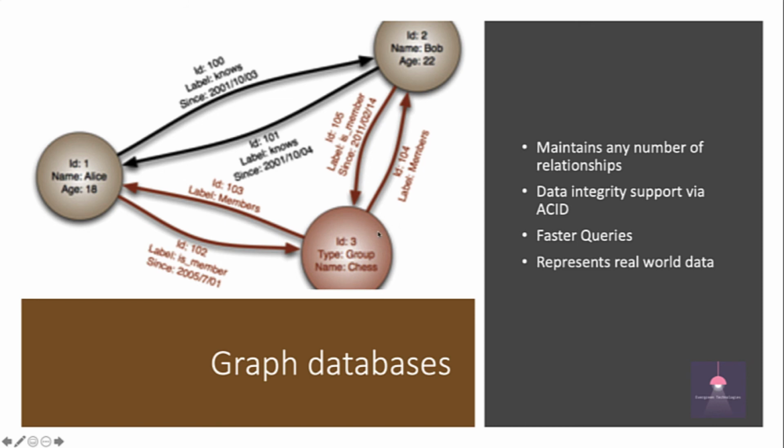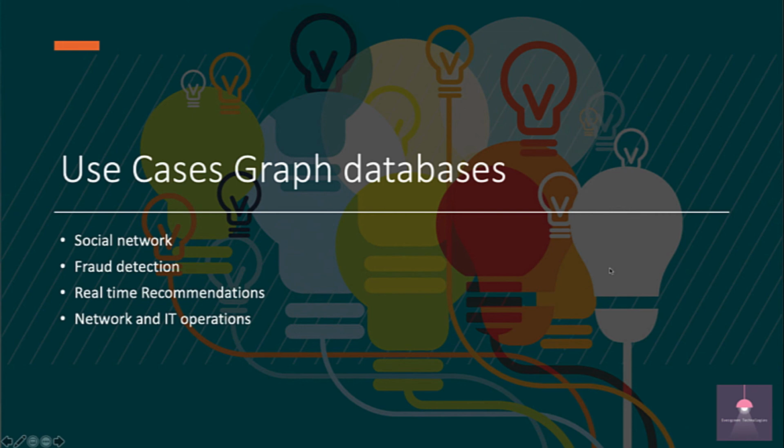Basically, it's a structure of nodes and edges, and that way it can traverse the graph structures very easily. So irrespective of the number of joins, graph database queries perform very nicely. It maintains any number of relationships, and it has ACID support, so graph databases support transactions as well. The queries are much faster, and it really represents real world data. So these are the use cases for graph databases. The conventional belief is that graph databases can be used only for social networks, but that's not true. They can also be used for fraud detection, real-time recommendations, as well as network and IT operations.